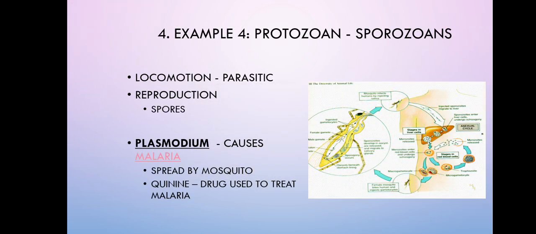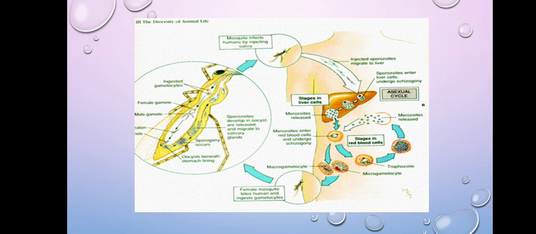Example number 4, protozoans, sporozoans. Locomotion: none. They are parasitic and reproduce by spores. Plasmodium causes malaria, spread by mosquito. Quinine is a drug used to treat malaria. This is the whole malaria-causing process caused by plasmodium, and its two hosts are the mosquito and the human.